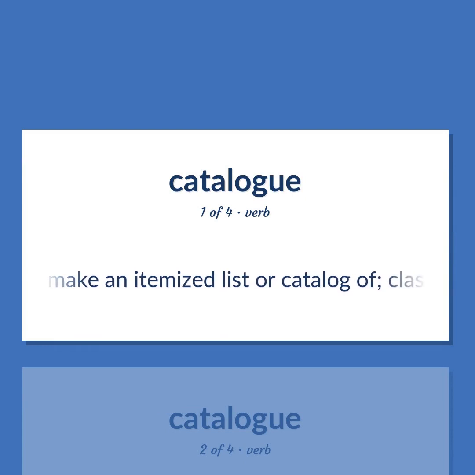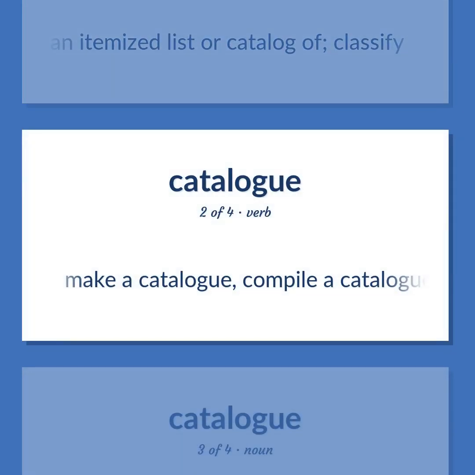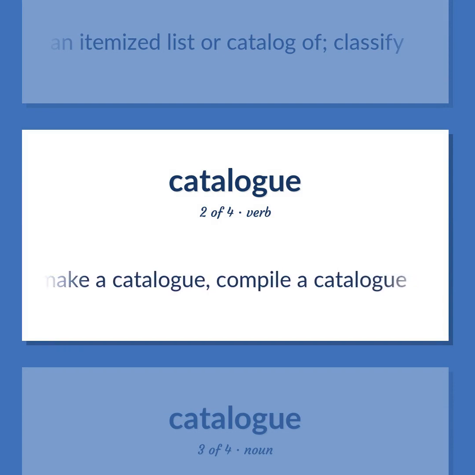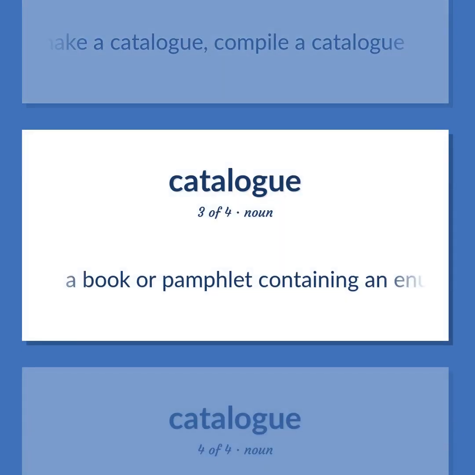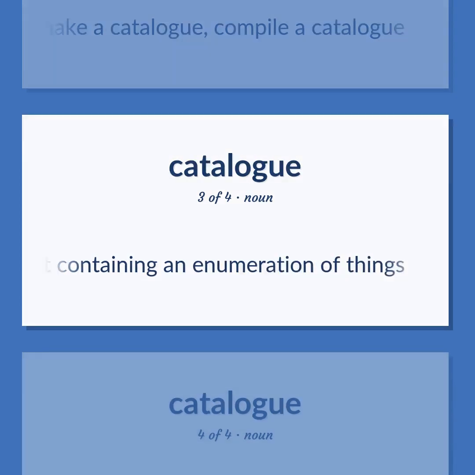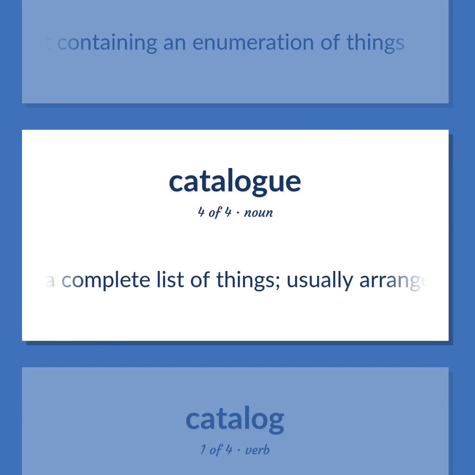Make an itemized list or catalog of, classify. Make a catalog, compile a catalog. A book or pamphlet containing an enumeration of things. A complete list of things, usually arranged systematically.